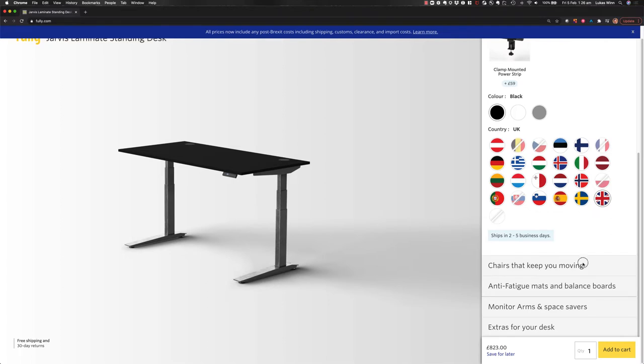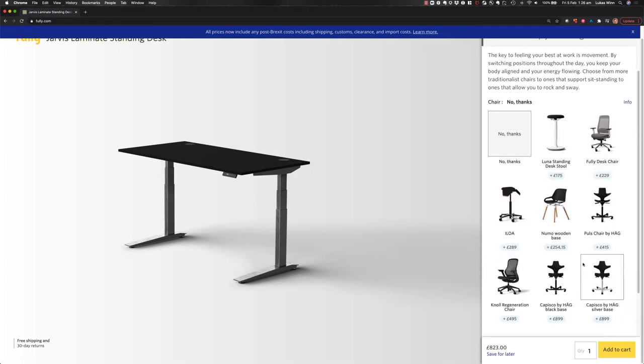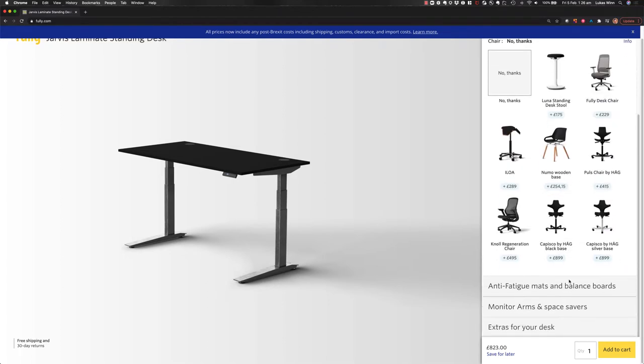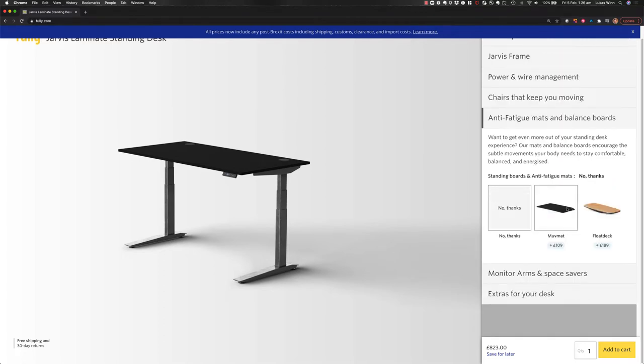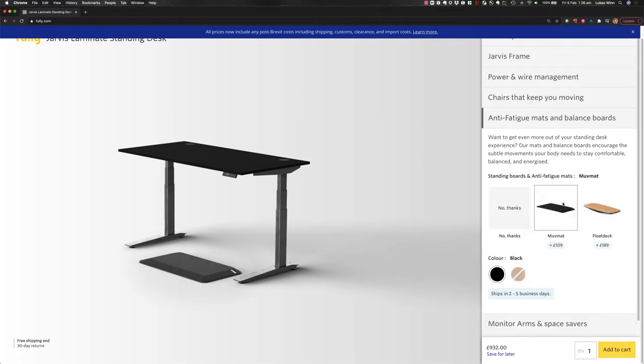Fully don't just sell desks, however, they also sell a wide range of chairs, but I didn't select a chair on this occasion. I did, however, select the MOV mat from a company called Eris, which is an anti-fatigue mat, and when you are standing on it, the surface of the mat has peaks and valleys that stimulate the feet and encourage a subtle movement needed to keep your body energized.